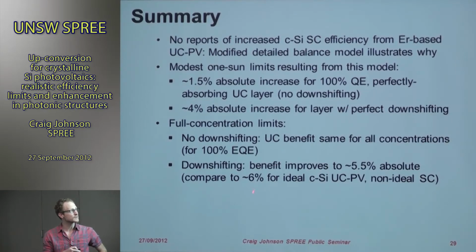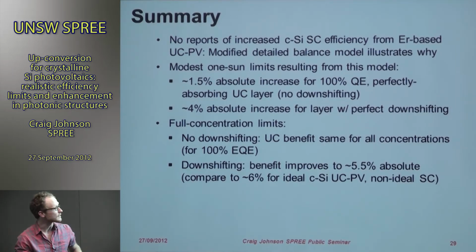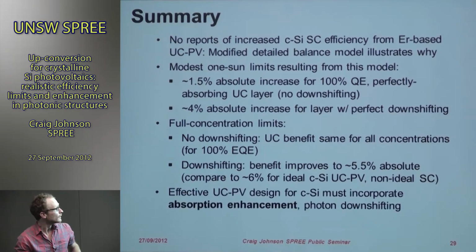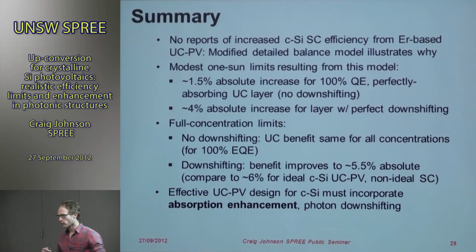And that's compared to 6.6% for the ideal upconverter with the non-ideal solar cell. So that's pretty substantial. But again, that's for perfect quantum efficiency.